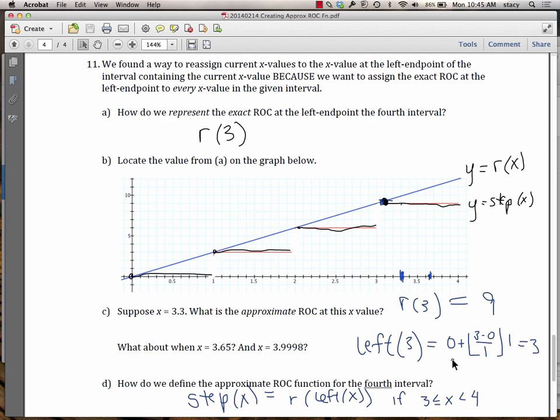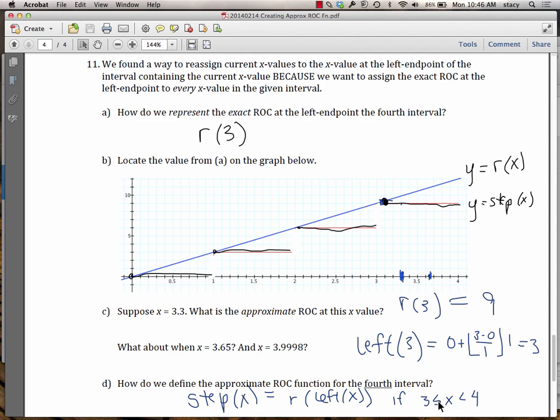If we did right of x, would we have the less than or equal to on the right side then? If we were concerned about the right? Yeah. Okay. Cool. So that's what it is for the fourth interval.